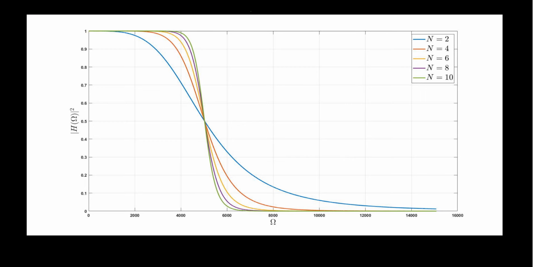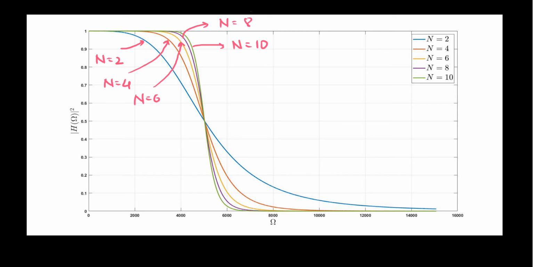So this blue color plot is for n equal to 2. This plot is for n equal to 4. This one is for n equal to 6. This one is for n equal to 8, and this green one is for n equal to 10.